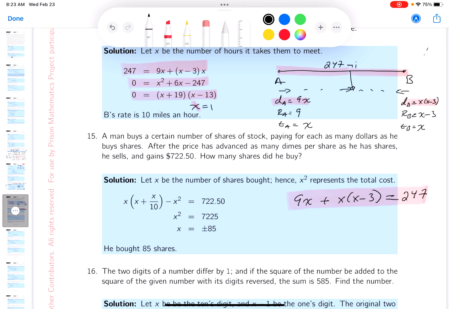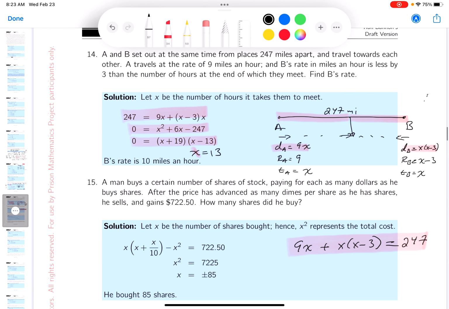So X equals 13. Now, by the way, someone may wonder what their question is. Their question is this. I've got to read it to you. Find B's rate. And what's B's rate going to be? It's right over here, and that's going to be 13 minus 3, which is 10 miles an hour. All right? Thank you.